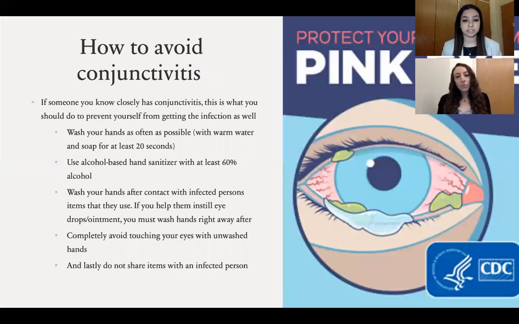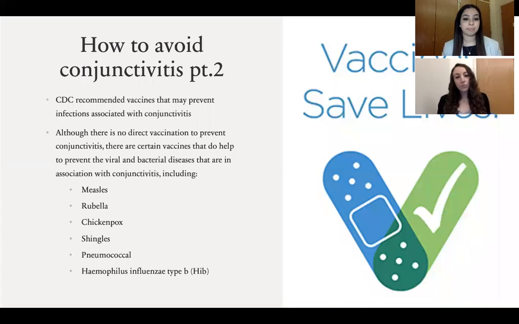How to avoid conjunctivitis. If someone you know has conjunctivitis, this is what you should do to prevent yourself from getting the infection as well. You want to wash your hands, use alcohol-based hand sanitizers, and wash your hands again after contact with the infected person. If you help them instill eye drops, just make sure you're washing your hands continually. You want to completely avoid touching your eyes unless they're washed. And lastly, do not share items with an infected person.